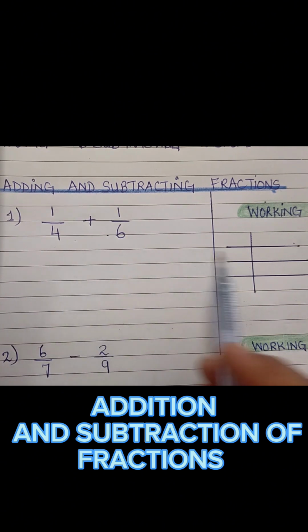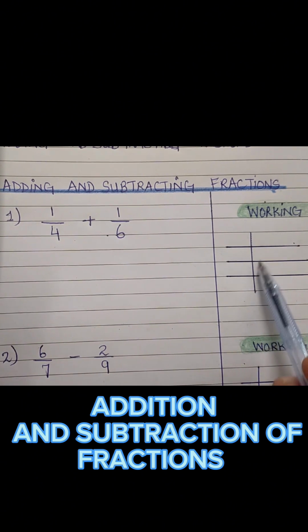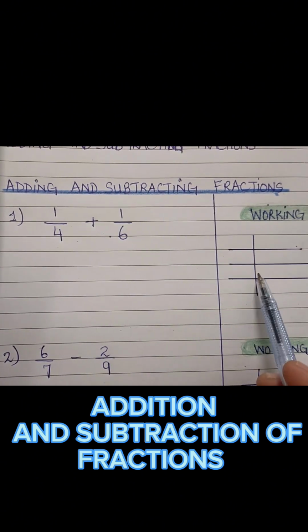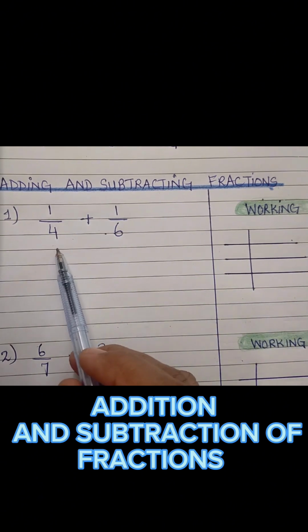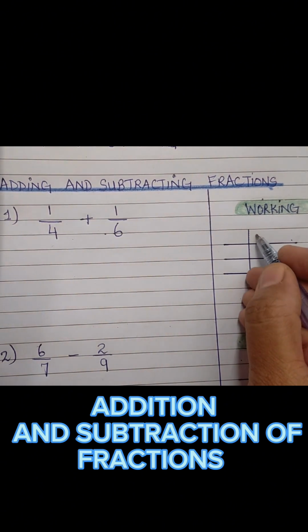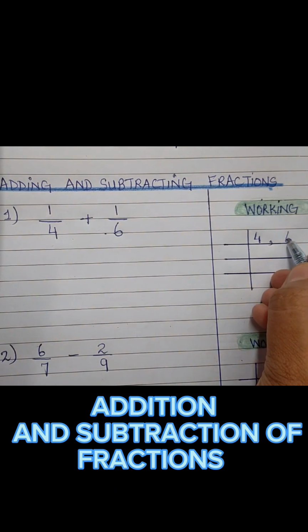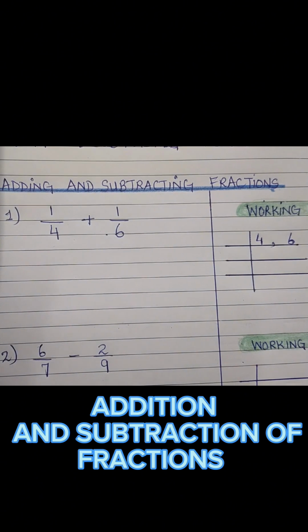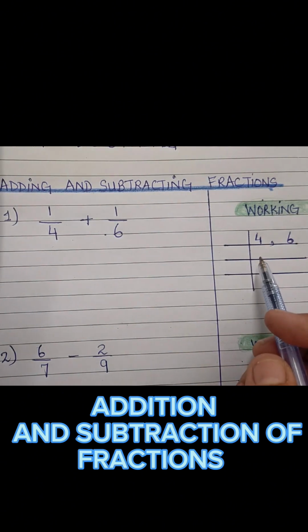Okay, let's make a working column. I have already made one for you. The working column has a working over here on the right side. I have made a ladder. Does it look like a ladder? It does. So I will take 4 and 6 and I'll put them into the ladder. We need to make this ladder when we are finding out the two denominators, or you are doing the prime factorization method.